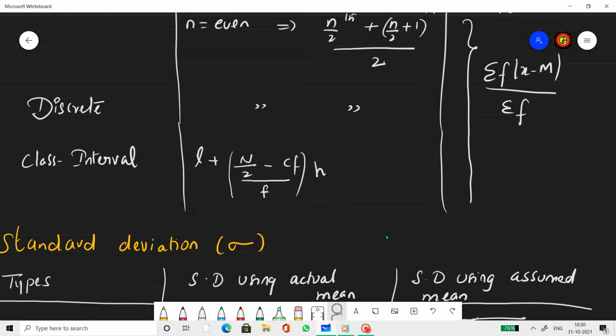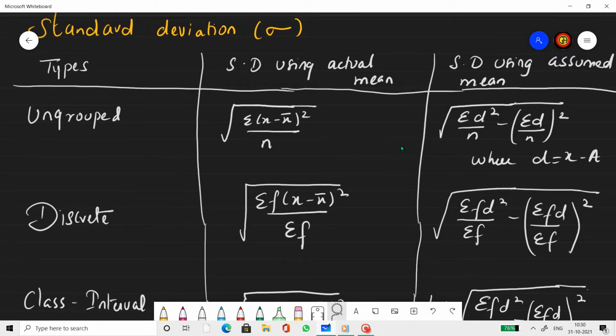Now, standard deviation. Standard deviation is denoted by this sign. This is how we write standard deviation. This sign is called sigma. Standard deviation, or otherwise sigma. Again, ungrouped data: standard deviation can be found using mean method and using assumed mean method. Use the mean method only when a calculator is allowed, and use assumed mean always whenever a calculator is not allowed.